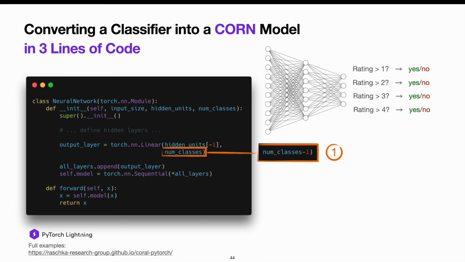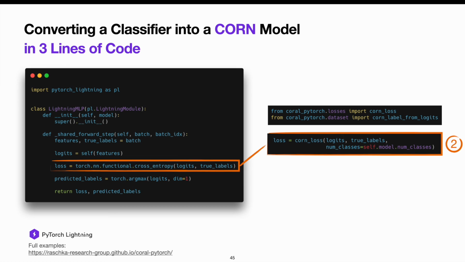Because if you recall, in our binary extension framework, we had these binary questions: rating greater than 1, greater than 2, greater than 3, greater than 4. So if we have 5 class labels and we answer the last one, rating greater than 4, as yes, then this would imply that we have 5 labels. So we can reduce the number of classes by 1 here.